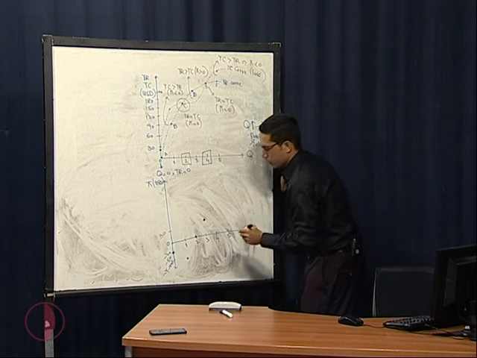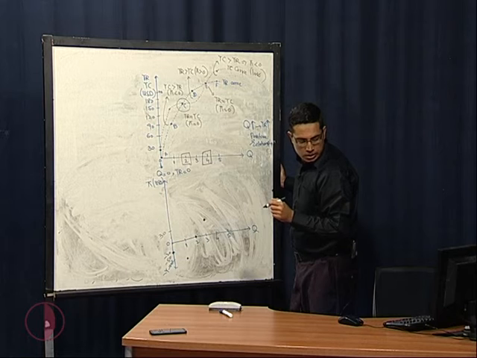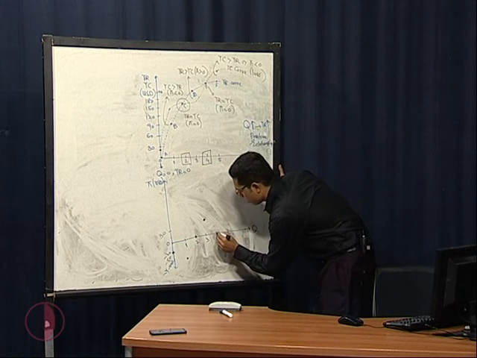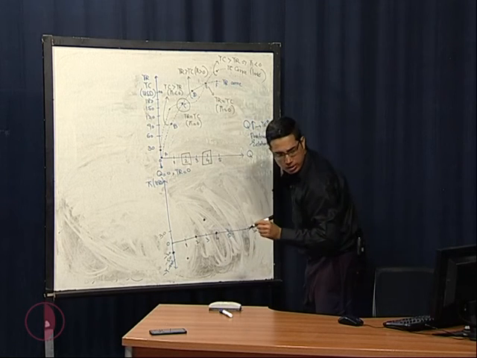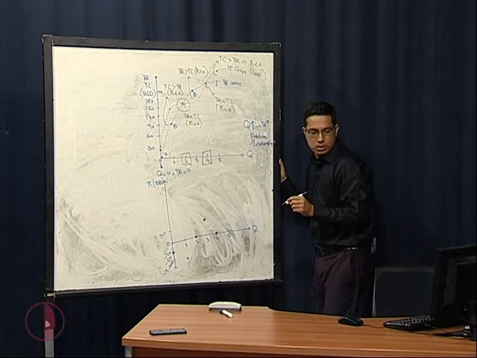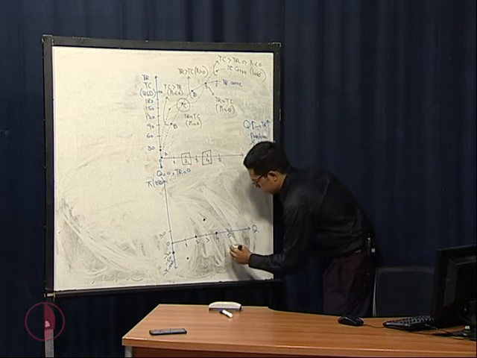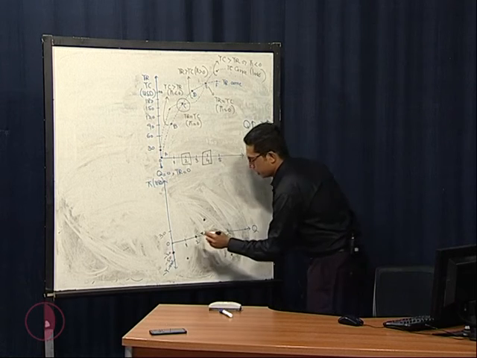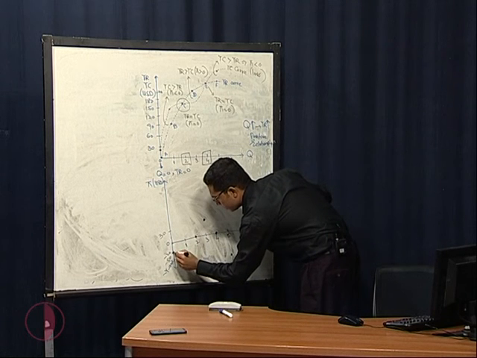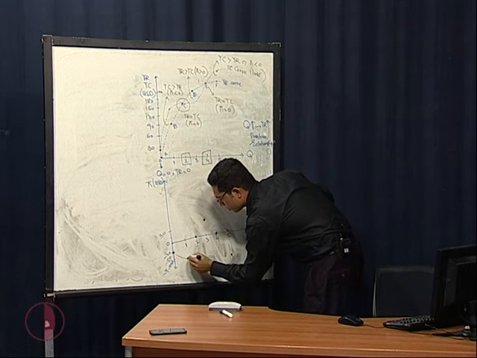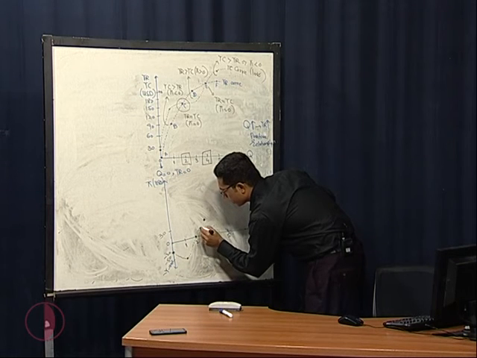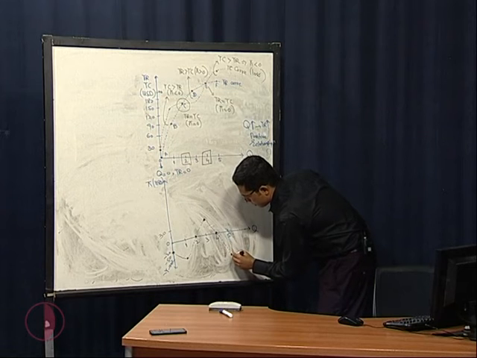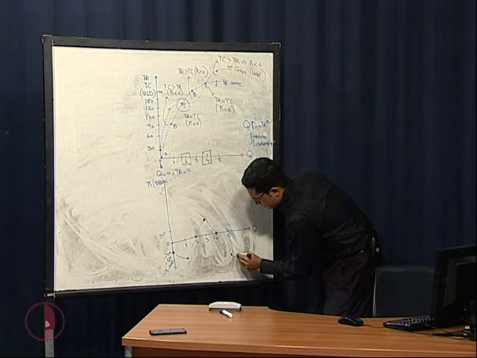This is the point. When Q was 4, profit was again 0. When Q was 5, profit was minus 230. Maybe somewhere here. For example, if we join these dots, we can get this curve. This is called the profit curve.